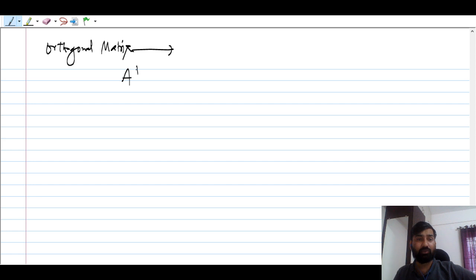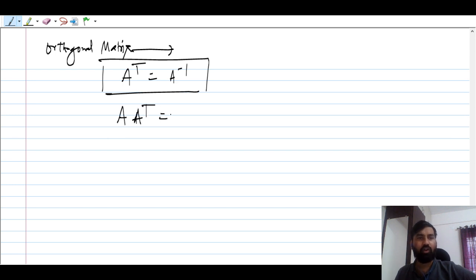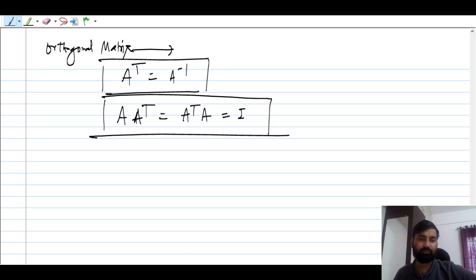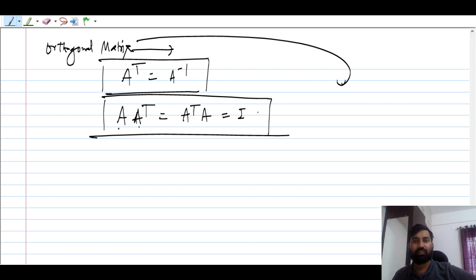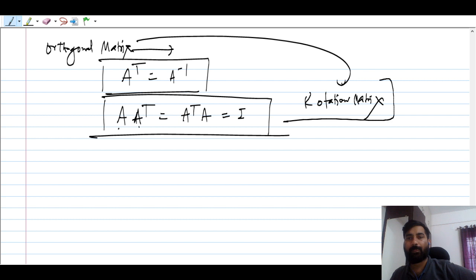If your A transpose and A inverse are equal, we call it an orthogonal matrix. You can also say that A times A transpose, if you get the identity matrix, what is the meaning of this? It is an orthogonal matrix. Whenever you multiply A with A transpose, you will get the I matrix. So this kind of matrix is known as a rotation matrix. It will always give you rotation.